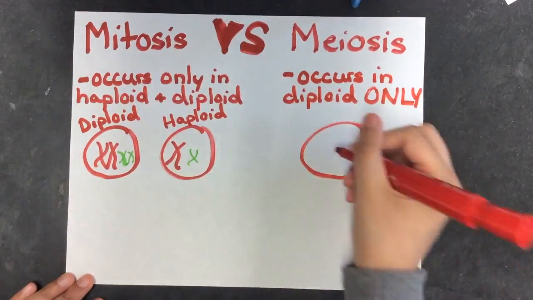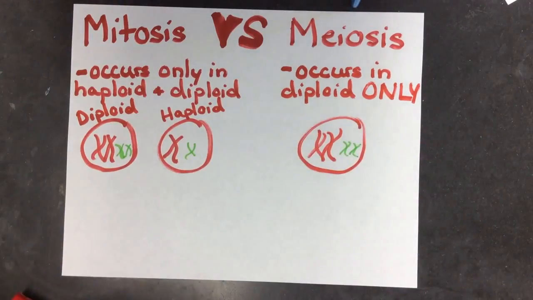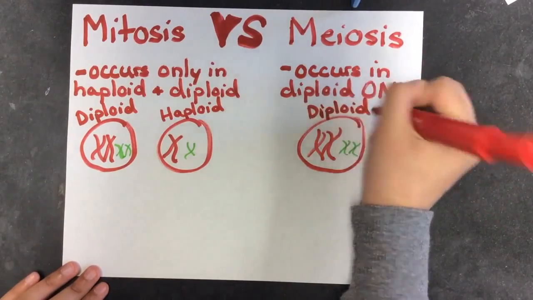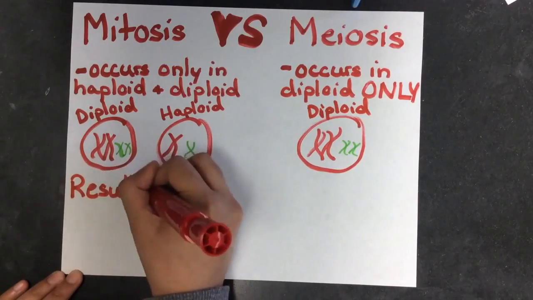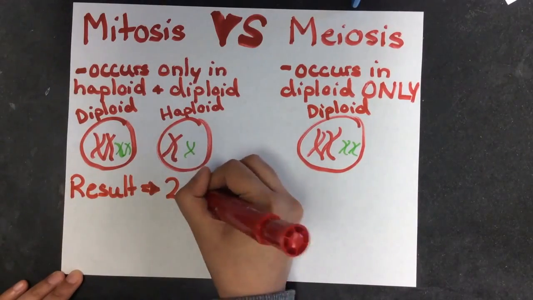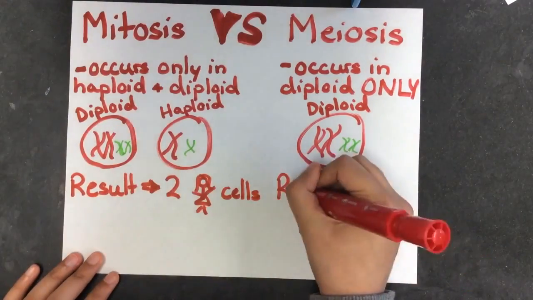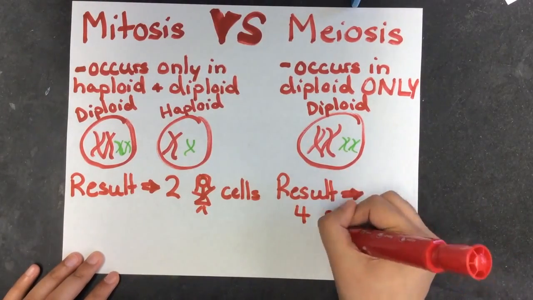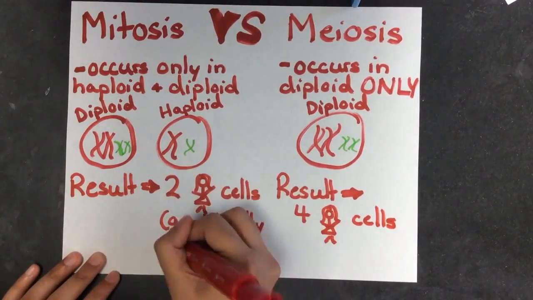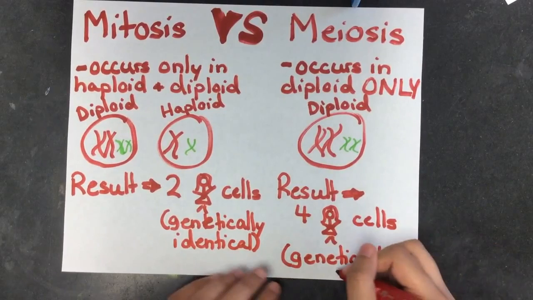The mitosis cycle results in the creation of two daughter cells, in which each is genetically identical to the parent cell with the same number of chromosomes. The meiosis cycle results in the creation of four daughter cells, in which each haploid is genetically different from each other and from the parent cell.